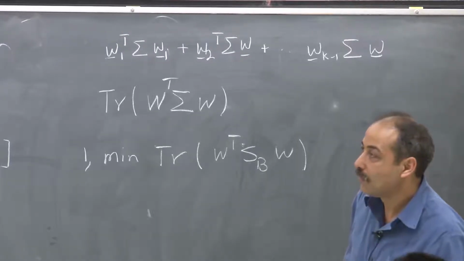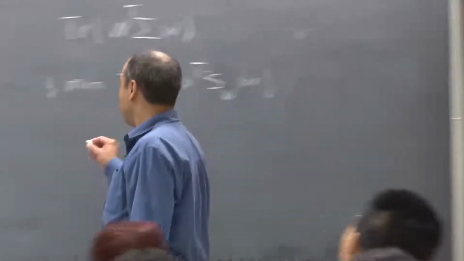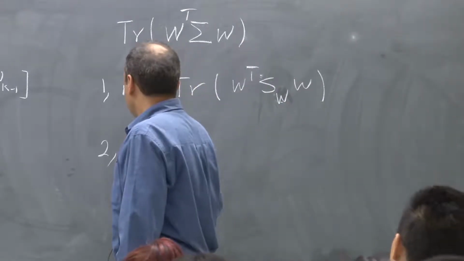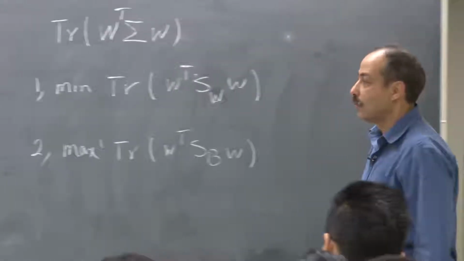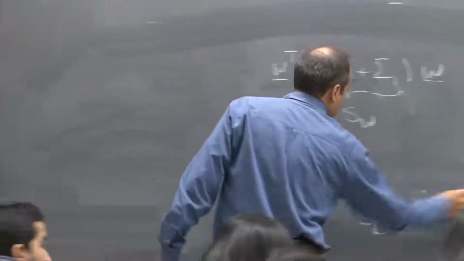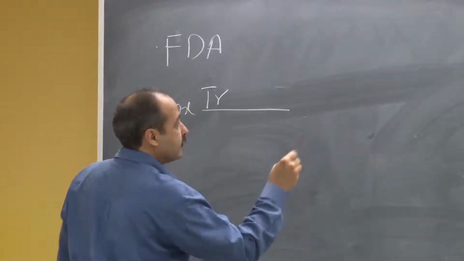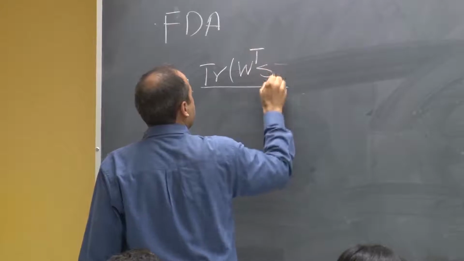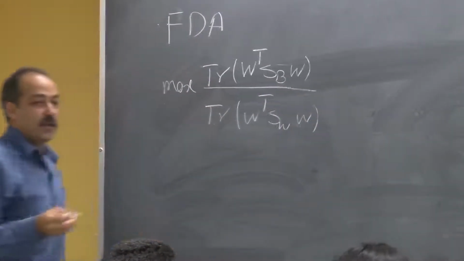That was SB or SW? That was SW. Okay. With the same token and the same way of argument, you can show that you need to maximize trace of W transpose SB W. And then your objective function in the multi-class case would be maximizing the trace of W transpose SB W divided by the trace of W transpose SW W. And everything is going to be the same.